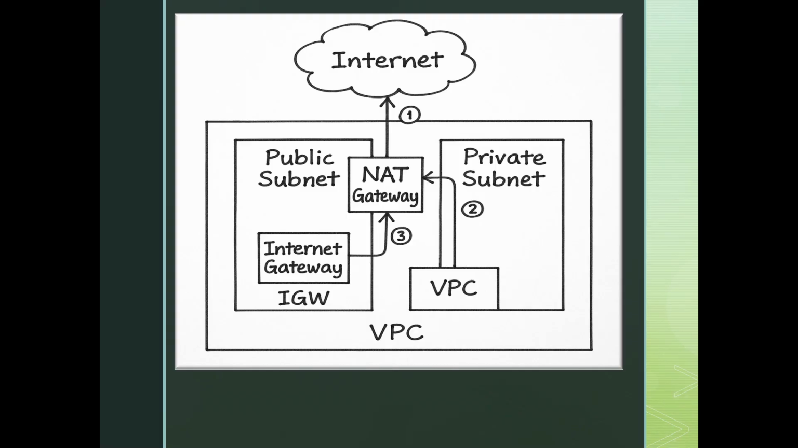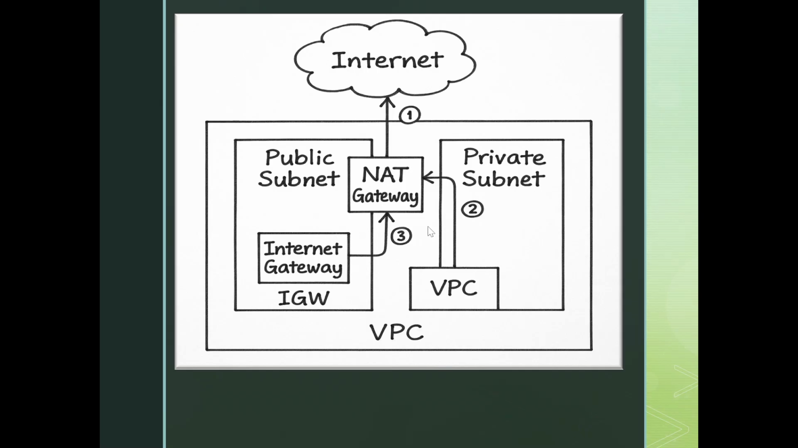Next, we'll understand the traffic flow. Now let's follow the numbers. Here you can see the private instance sends outbound traffic. Inside the private subnet, the instance sends an outbound request, for example, checking for software updates. Understand this point. Since the private subnet route table points to the NAT gateway, the traffic goes from the private subnet to the NAT gateway.